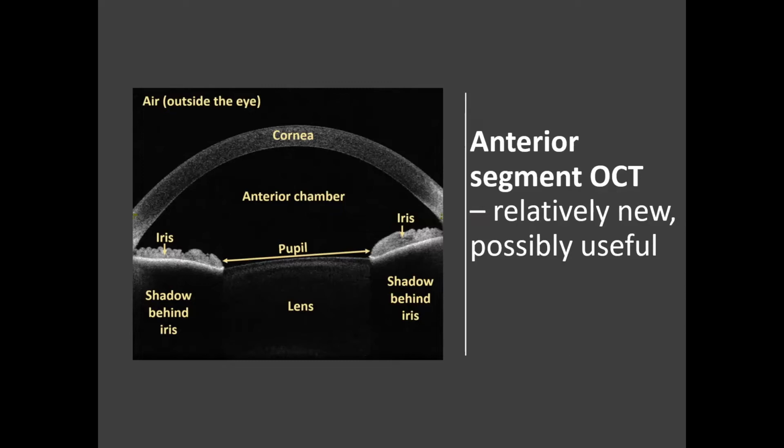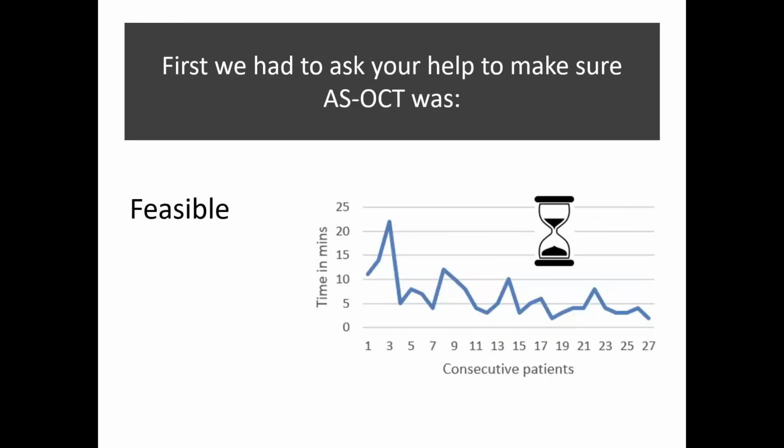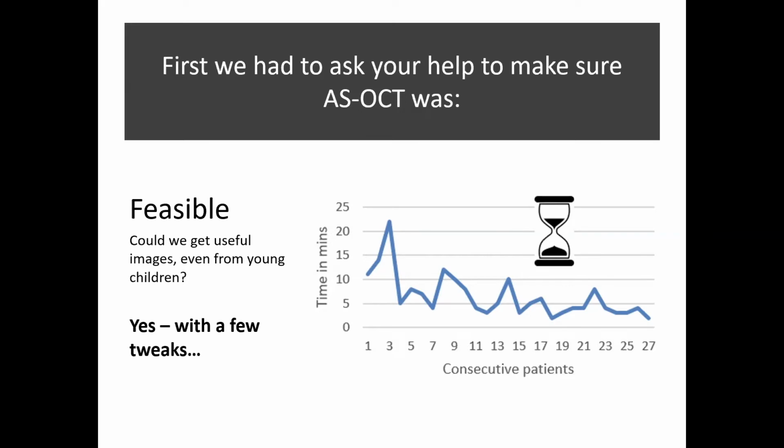First of all, we needed your help and we had to ask, is it feasible? Could we actually see the cells using this image? This picture shows that yes, we can. You can see all these little white dots are those leaked cells from the inflammation. The next question was, could we get useful images even from very young children? The answer was yes, but we needed a few tweaks, as you can see here.